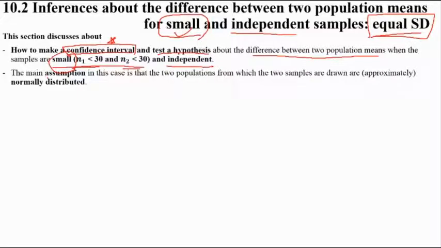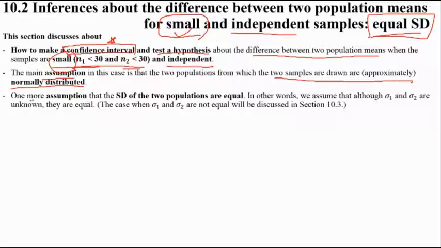And then we assume two assumptions. The first assumption is normal distribution: each sample is approximately normally distributed. The second assumption is that the standard deviations of the two populations are equal. That's the difference. This means sigma 1 and sigma 2, the standard deviations of the two populations, are unknown, but we say they are just equal.